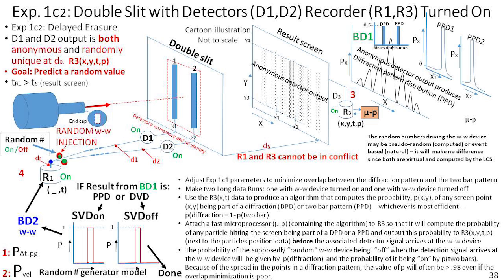Here we get on to 1C2. Now, this is the same experiment that we just did with a very interesting change to it, and that is that before we actually start our experiment, we are going to have particles thrown at these slits and see where they land on the detection screen. And we're going to do it with that random which way data injection turned on, say 100,000 times. And then we'll turn it off and we'll run particles through it another 100,000 times. So we'll have a result screen with 200,000 points on it.